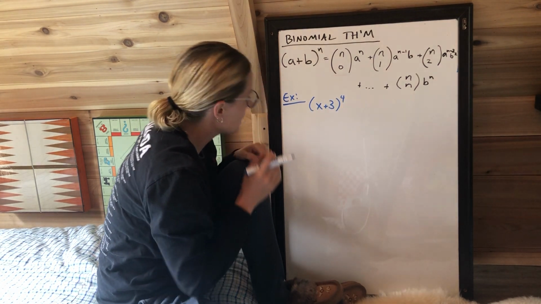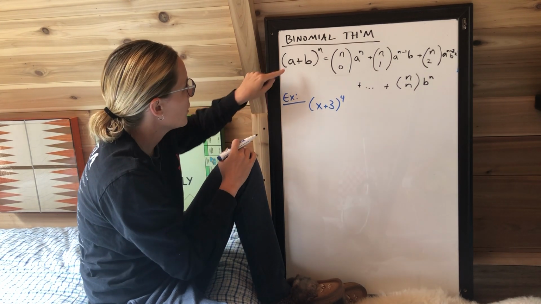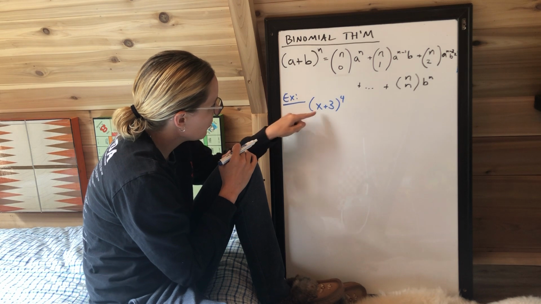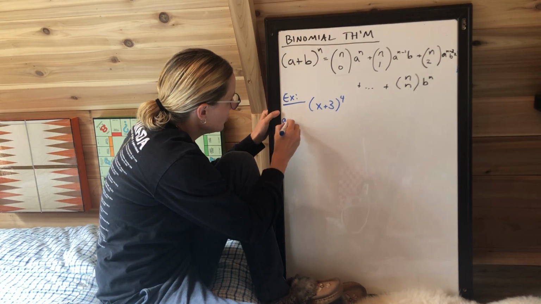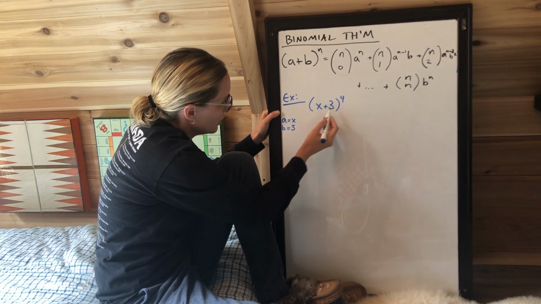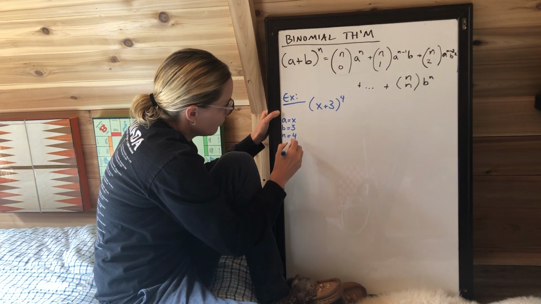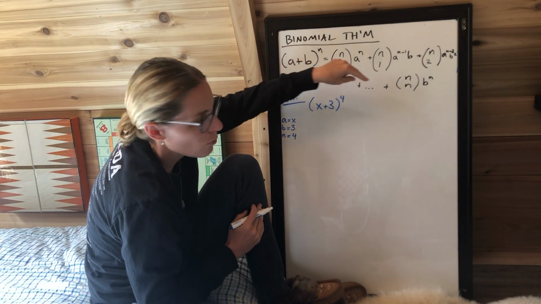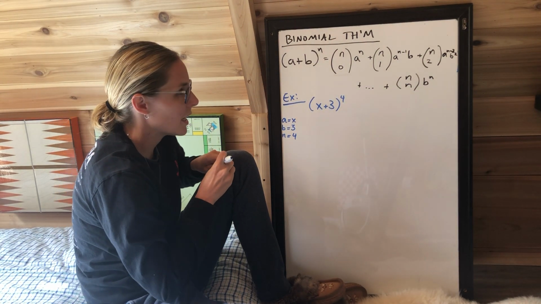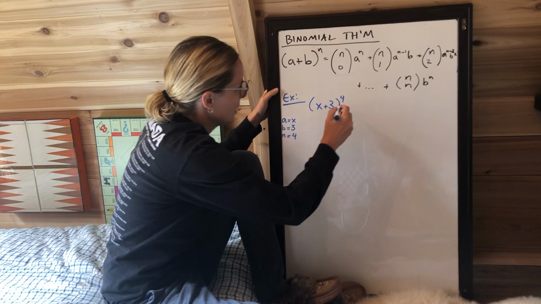Okay, I'm going to do x plus 3 to the power of 4. So we no longer have a's and b's. We have values here. But what you can basically say is our a value is an x. Our b value is a 3. Our n value is a 4. So if you follow the same rules, you're going to be able to then simplify it and make your life a little bit easier.